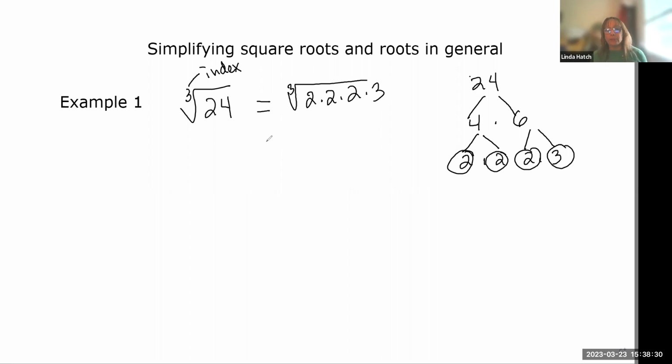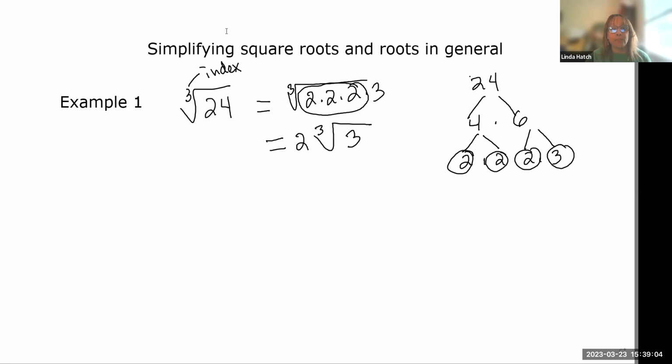Now, this is what I'm going to do. I'm looking for a trio of the same number because I have a 3 here. So I've got a trio of 2's. They're going out on a group date. They're coming out of the house, so they're going as 1. A 2 will come out. But the 3 that's underneath the radical doesn't have any other buddies, so he stays at home. He does not have a date, or a group of friends to go out with.